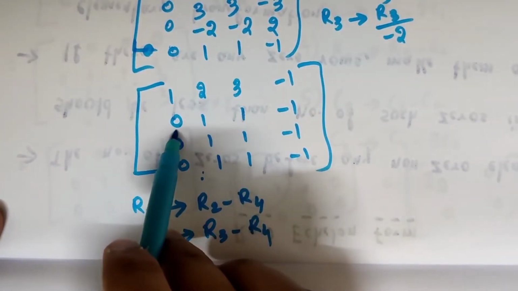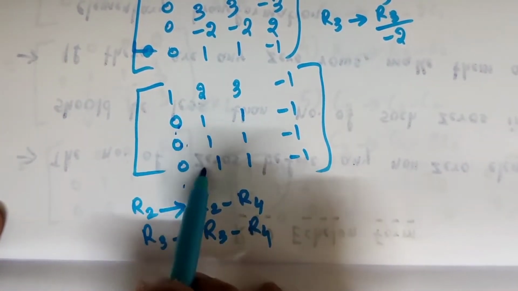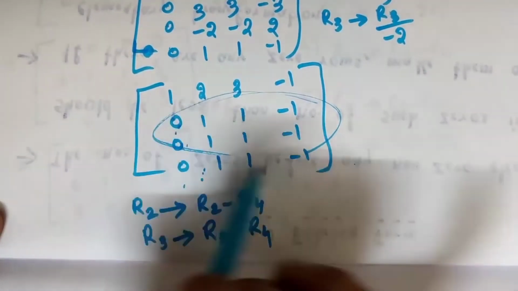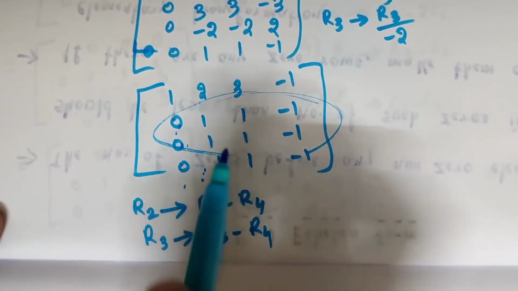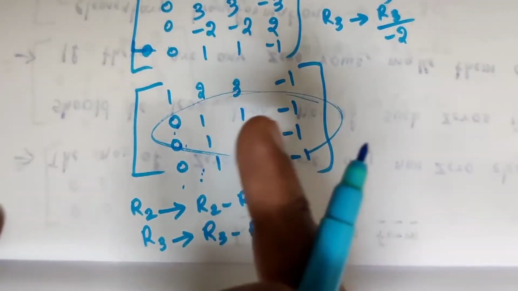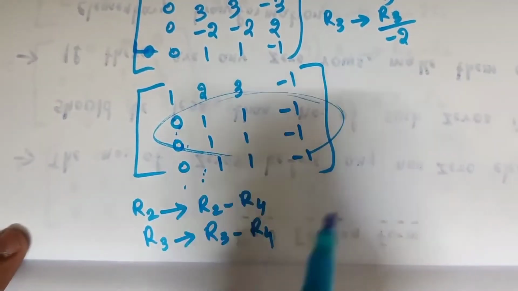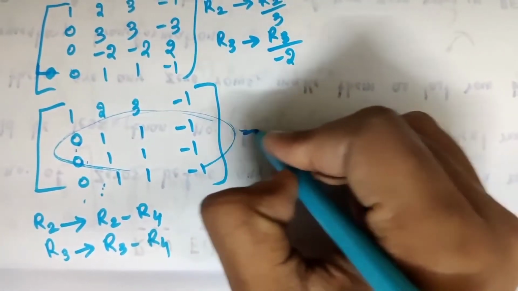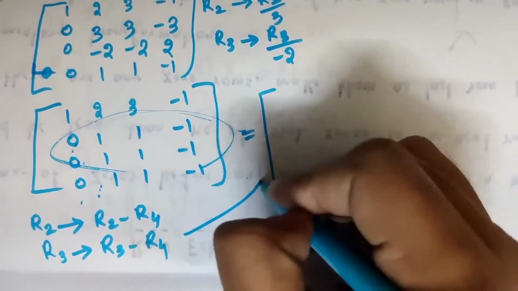See, if I do R2 minus R4 and R3 minus R4, I'll make these entire rows 0. If you are getting entire rows as 0, that is a big advantage for you. You will simply convert it into an upper triangular matrix. That is why I am doing it like this. Now, how will this matrix be converted after this step?